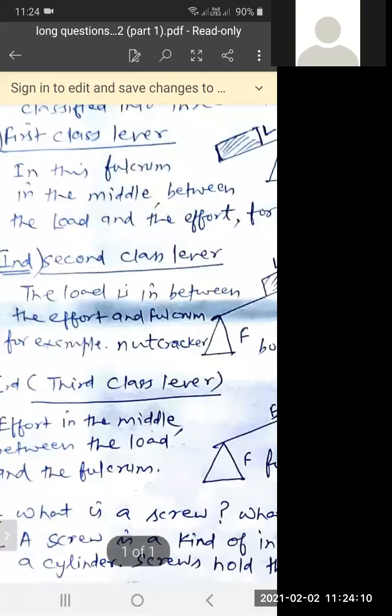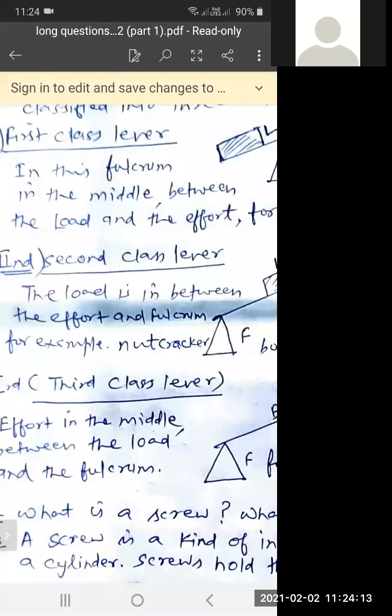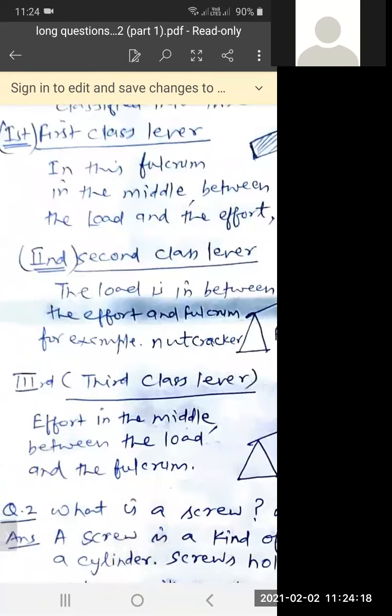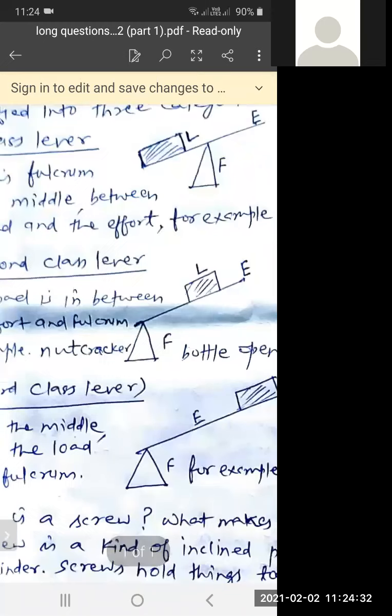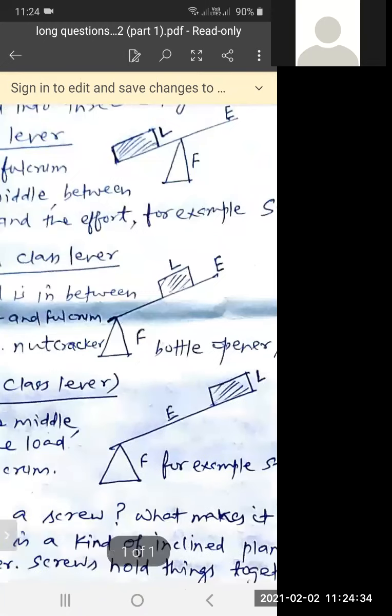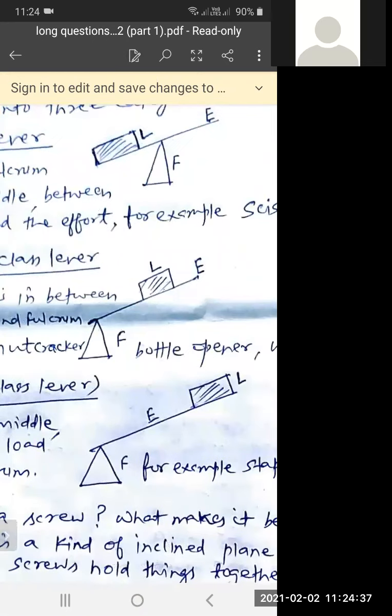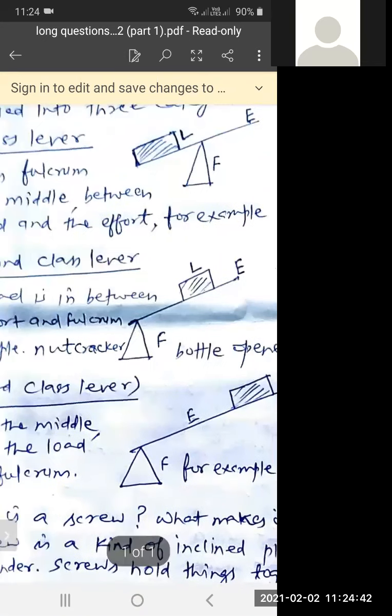Now it is moved slightly on the right hand side. Now the load is in between the fulcrum and the effort. Load is there between the fulcrum and the effort. For example, nutcrackers, bottle opener. When we are opening the bottles, especially glass bottles of cold drinks, with the bottle opener, this is called the second class of lever.